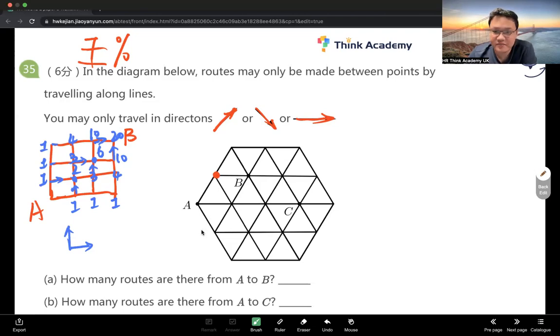Can you type your answer? From A to this point, how many different ways do you have? You have only one way, guys, because you cannot go left. That means this is the only way you go to this point. And also, there's still only one way to go to this point as well.